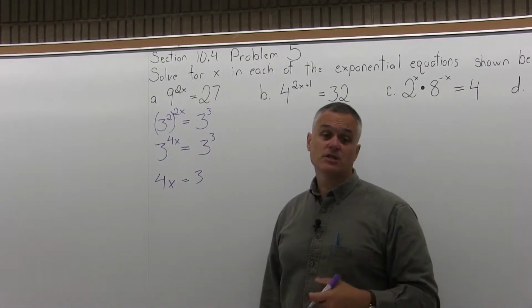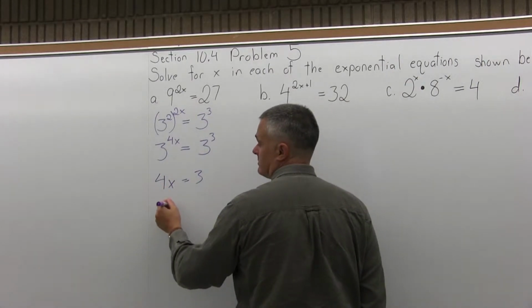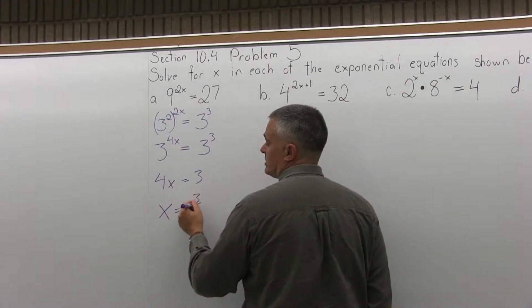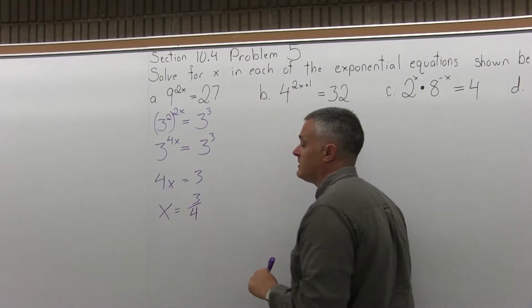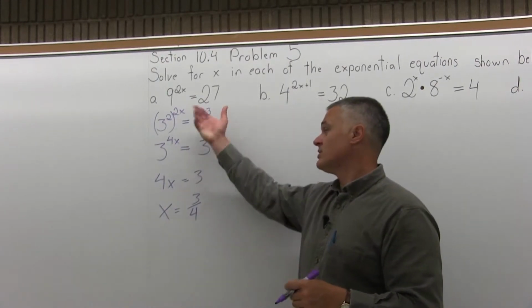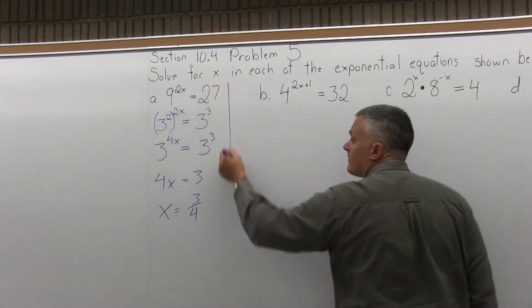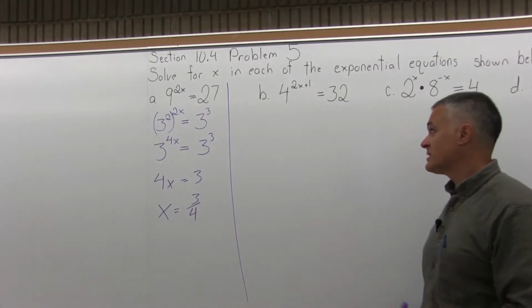And then the last part of it is solve for the unknown value, for the variable. So just divide out the 4. So x equals 3/4. That doesn't reduce, but that's the answer. So x equals 3/4 is the value that makes the original equation true. That's part A. So B is a different exponential equation.